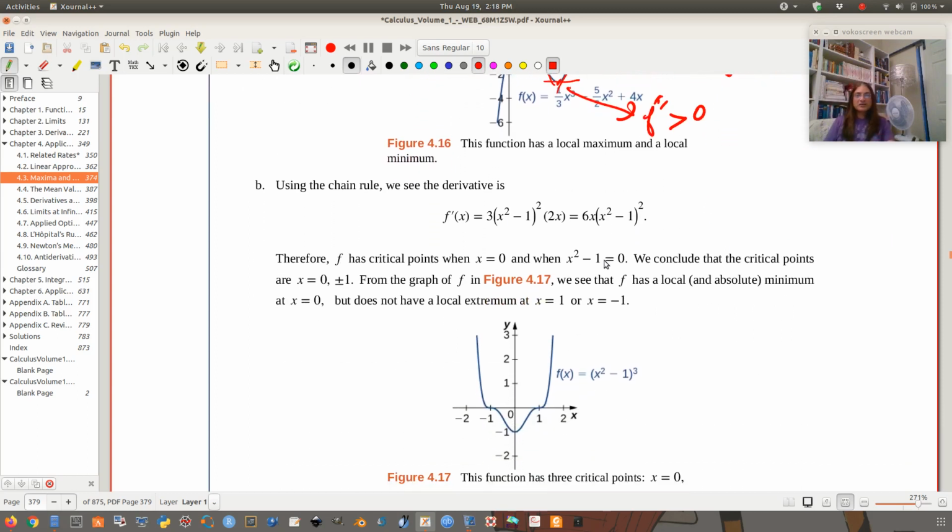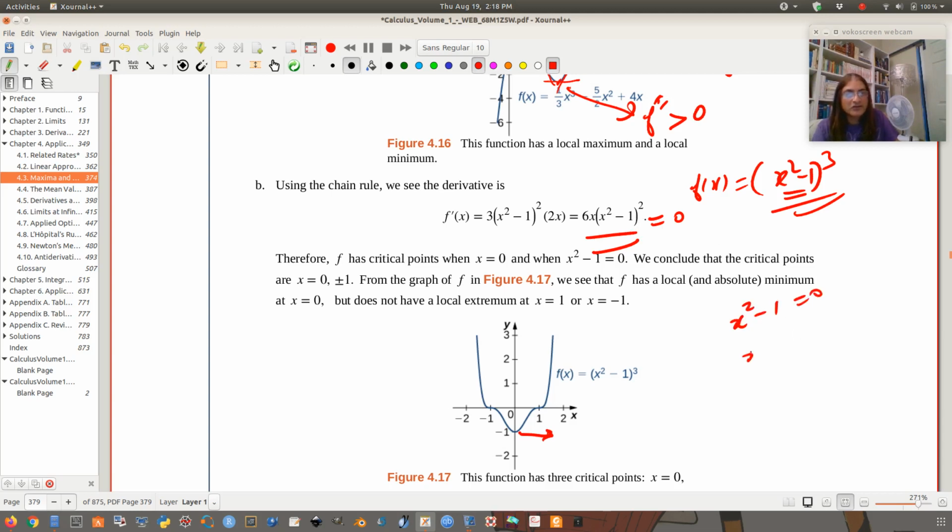Okay, the second function, x squared minus 1 cubed. So here f of x was x squared minus 1 cubed. The derivative using chain rule is 3 times x squared minus 1 squared times derivative of the inside, which is 2x. So you get this function. Now make it equal to 0. This becomes equal to 0 at x equal to 0. Here the derivative is 0, x equal to 0. And then x squared minus 1 should be 0, which means x squared is 1, so x is plus minus 1. So this point and this point.